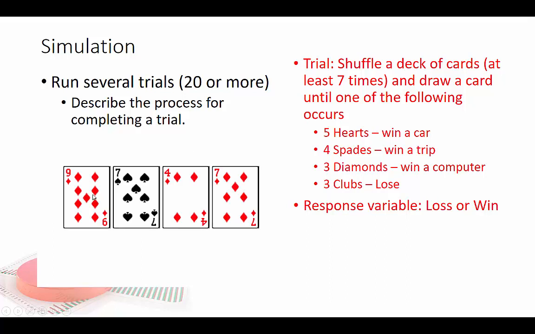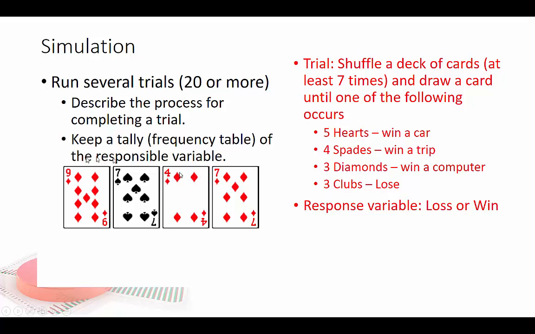And so here's a random deal that I made using a virtual manipulative on the internet. I said, deal me 4 cards. And here they are. So I'm going to keep a tally here, and you can see I've got a diamond, a spade, a diamond, a diamond. So that's 3 diamonds. I win a computer. So I got a win. So keep a tally of your results.